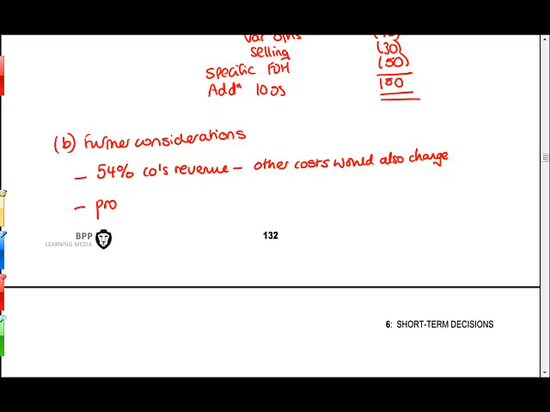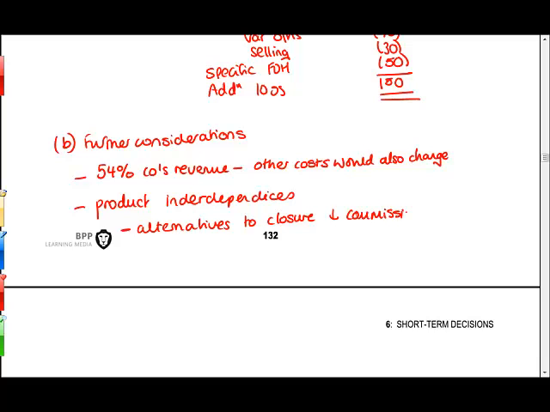The other thing is we don't know what these products are, K, L and G, but it could be that there are interdependencies between the products. So it could be that sales of one product are very closely linked to sales of another product in the range, especially if they're complementary products. There could be alternatives to closure. For example, they could decide to reduce the commission that was paid to the sales staff, because that would have the possibility of turning this into a profitable division.